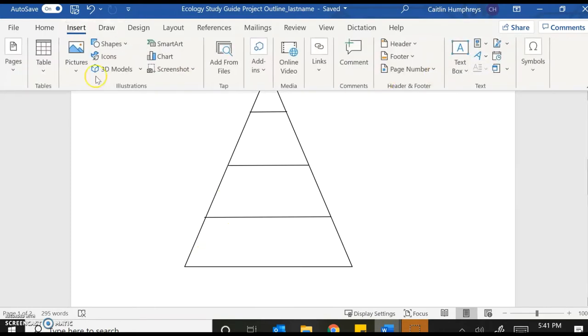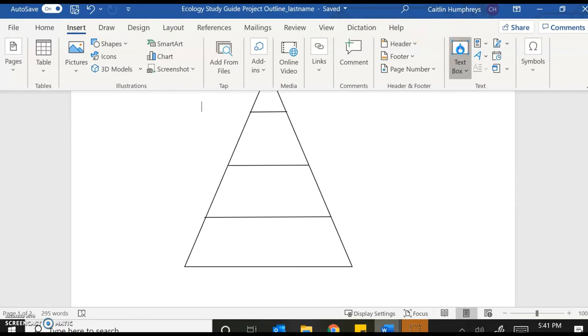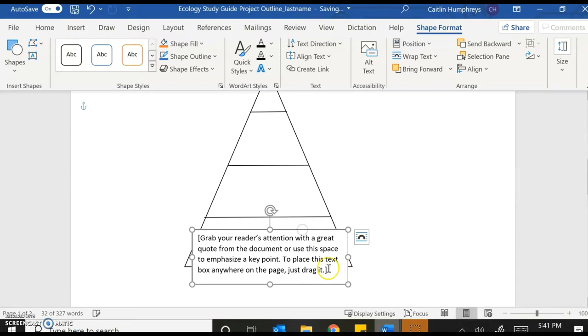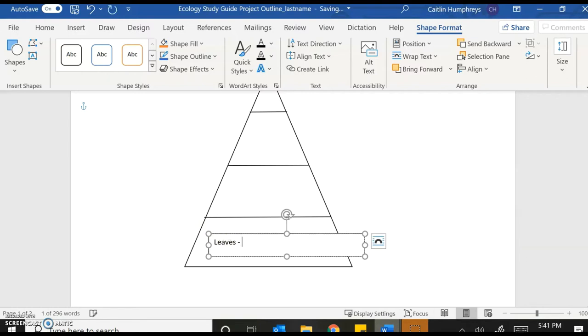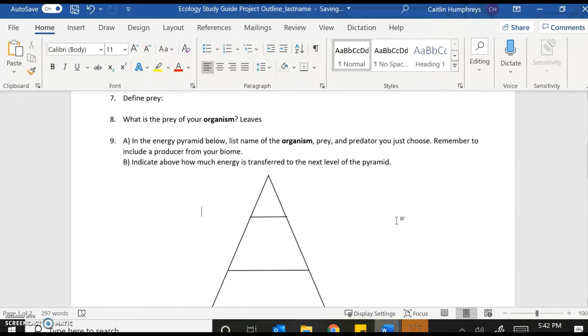Now I need to type in this. I can either hit my draw tool, or if you don't have the updated version, you can enter a text box. And we'll just simply put right there that I have leaves as my bottom level producer. And I know that producers have 100% of the energy. So I'm going to mark that there because that's what question B asks me to do, the energy.